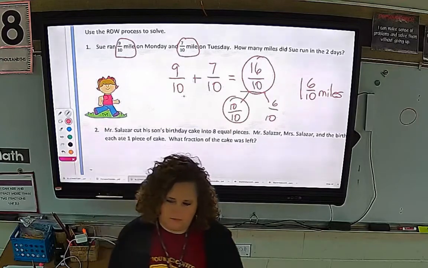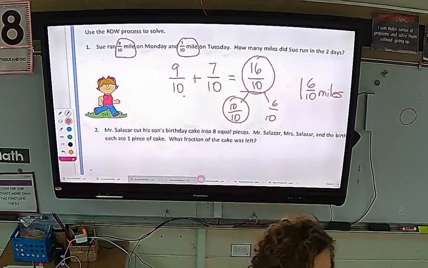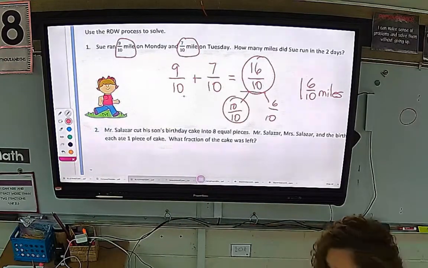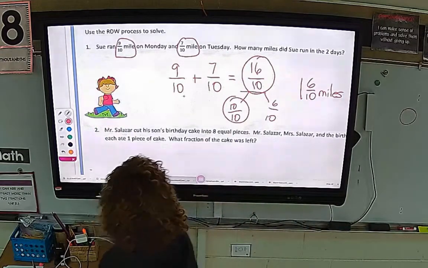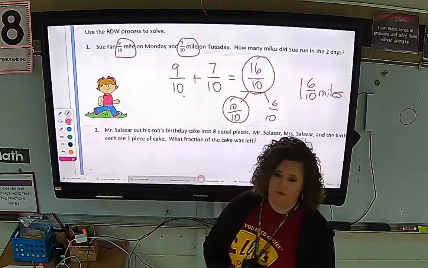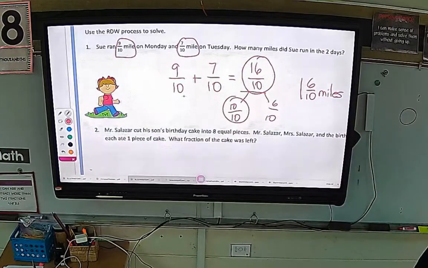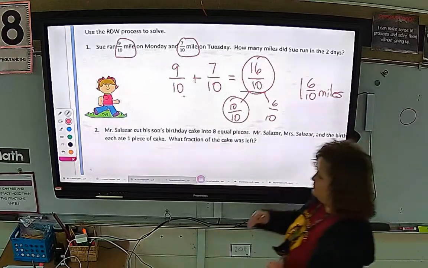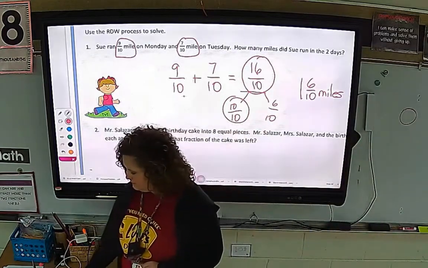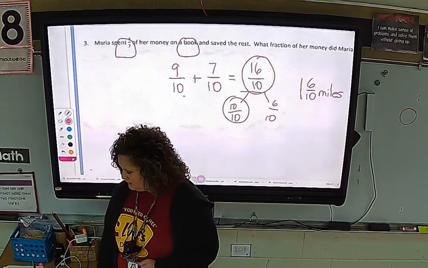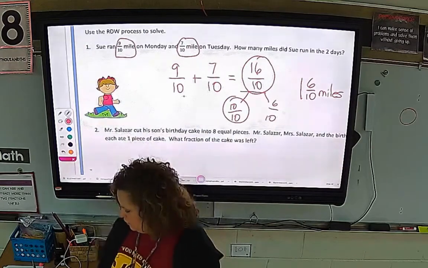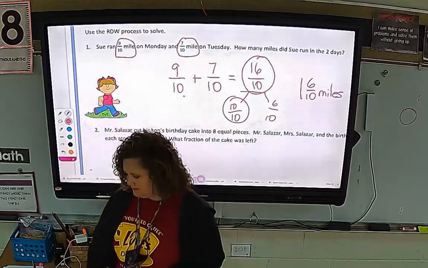With word problems, sometimes it's easier to have something to look at. So if the math problem you get, you feel like you need to draw a tape diagram, you feel like you need to draw a number line, or use one of the other methods we've learned, then pull that out and do it. Okay?